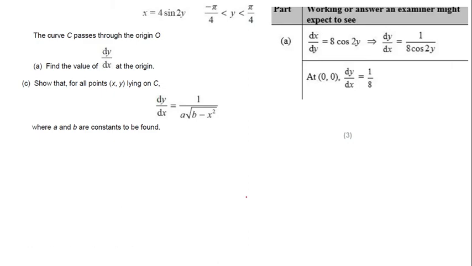Okay, right, now what we need to do is show that for all points x and y lying on C, dy over dx equals this craziness. We need to find a and b. Now we're going to start with dy over dx, just because that's what it's asking us. And we know that's 1 over 8 cos 2y.